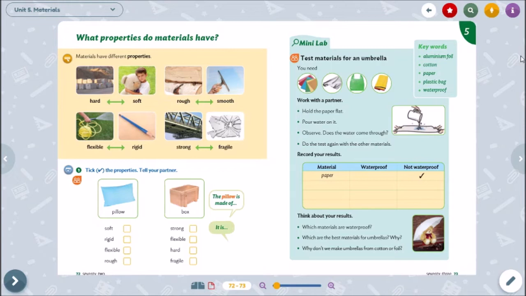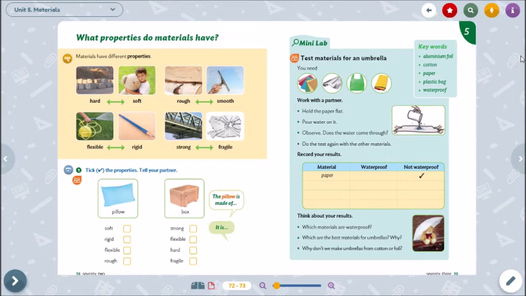We have flexible and rigid. In the picture, they use a garden hose, but things like string are flexible, they're bendy. When you bend it, it won't break, while rigid is something that doesn't bend very easily. So they use a pencil. If you were to bend a pencil, it would break, it would snap. So rigid is something that doesn't bend very easily.